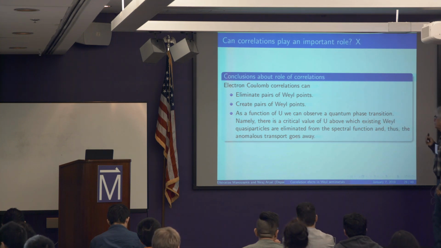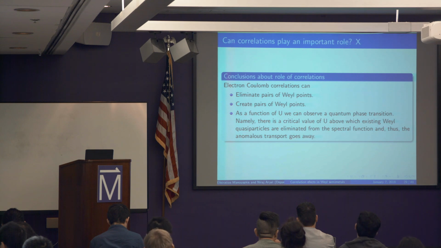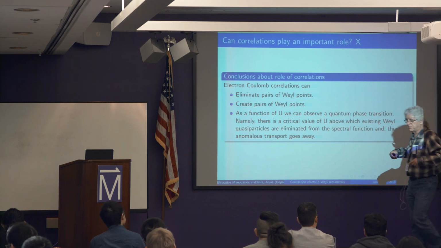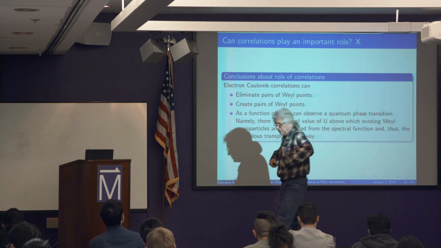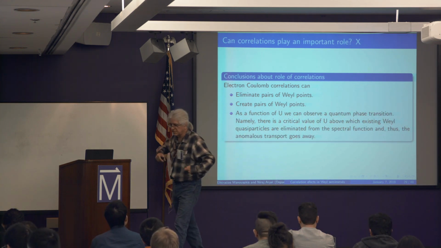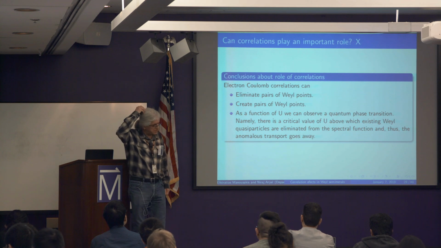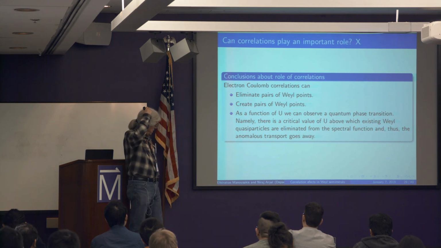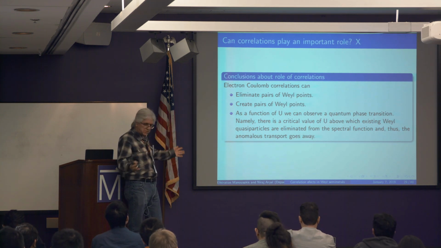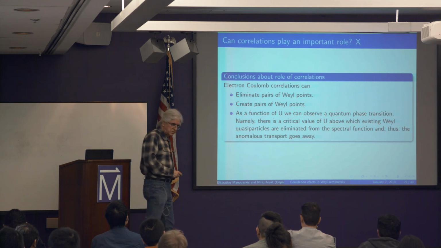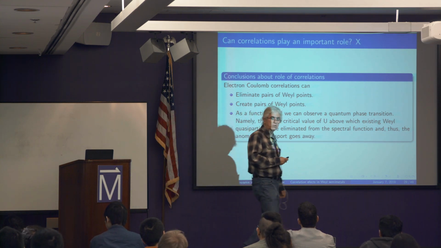So as a function of u, if I thought u has some crank which can change the value of u physically, I can create a quantum phase transition going from something which is topological to something which is not topological by playing with the value of u.